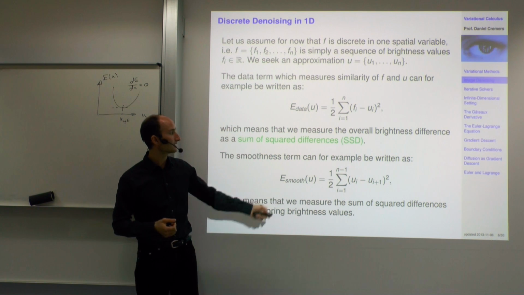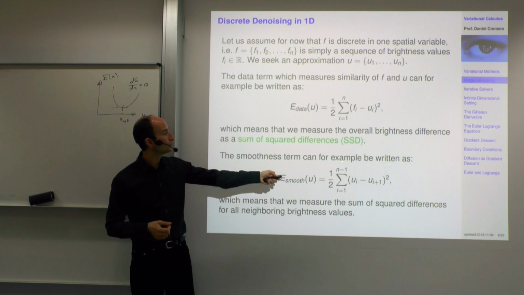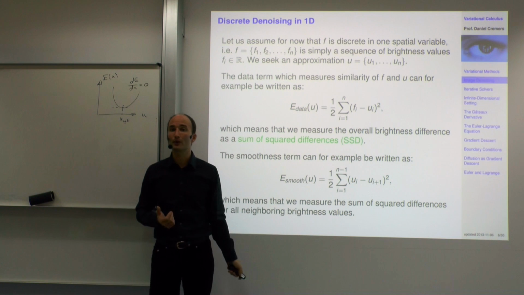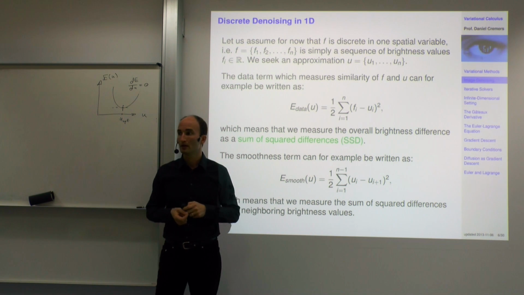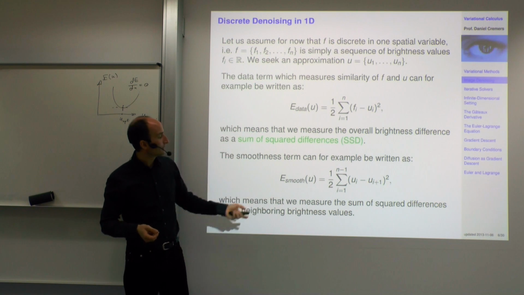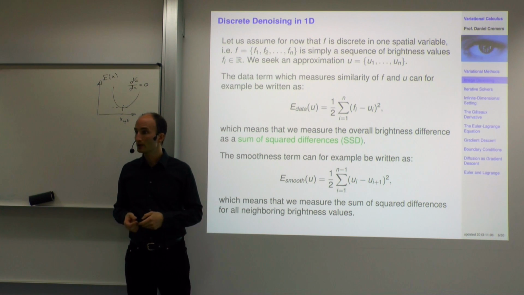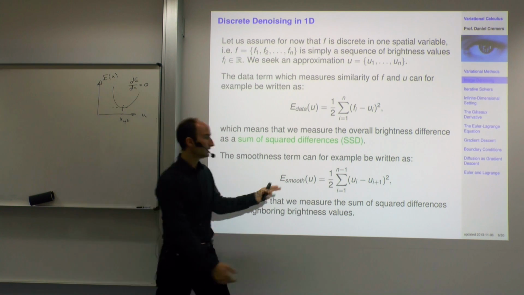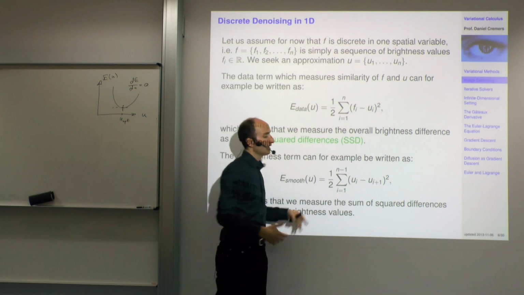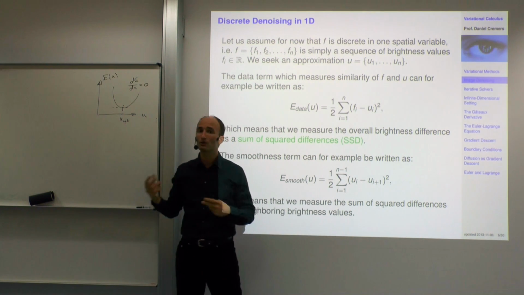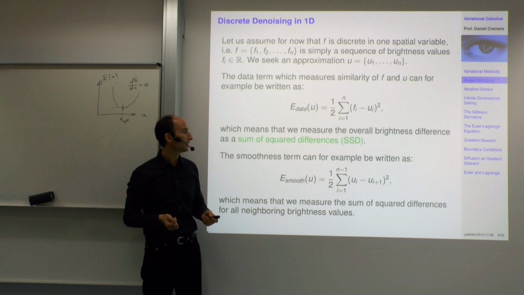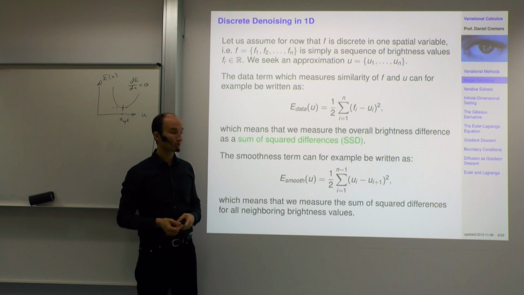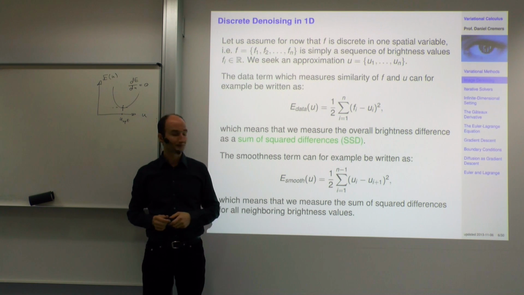At the neighboring pixel I plus 1, and again we minimize the sum of squared differences from each pixel to its neighbor. The sum of squared differences again is a random choice. We could have taken another way to measure smoothness. We could here as well take the norm. We could take the square root of the norm for every pixel. There's many ways to measure similarity. This is the most popular choice.